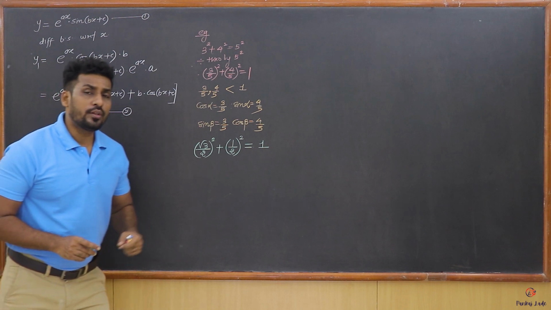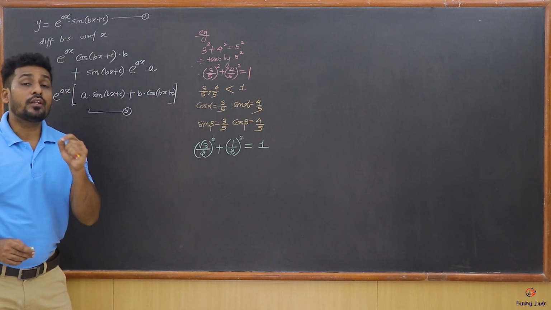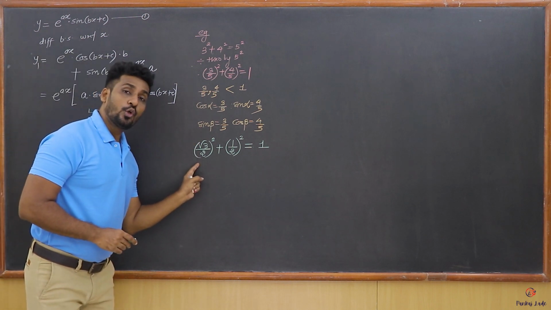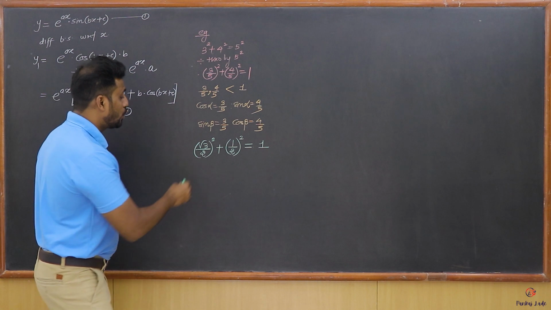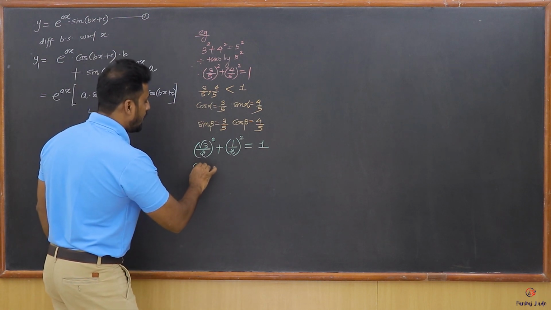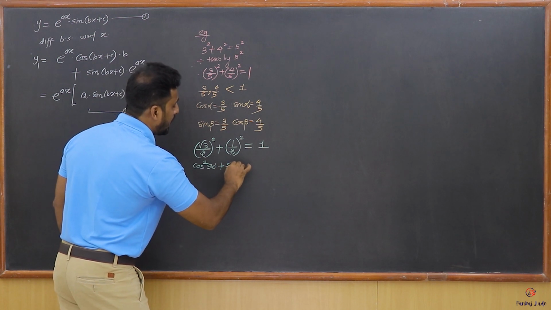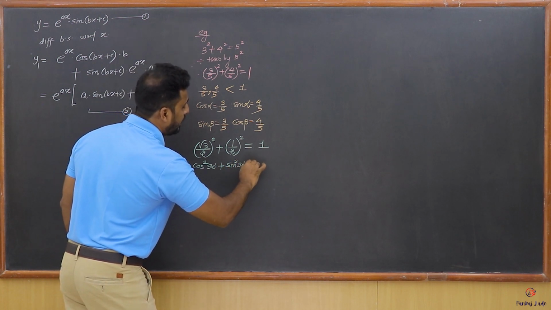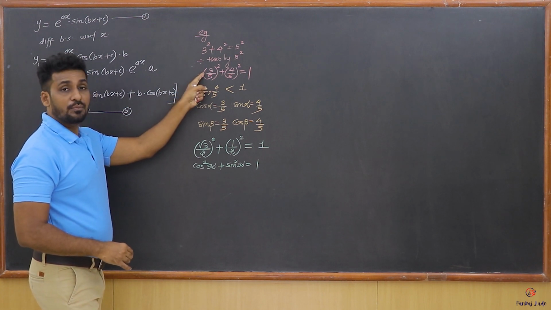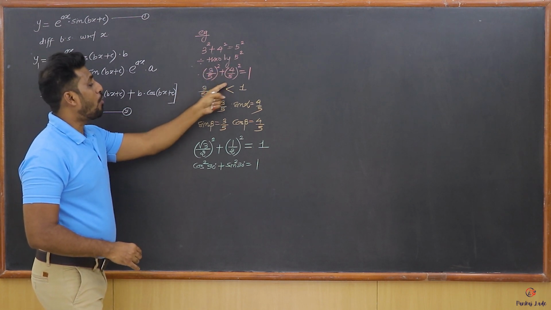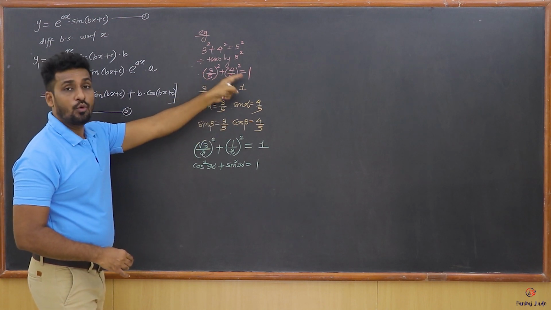Now, don't you know that cos of 30 degrees is root 3 upon 2, and at the same time, what is sine of 30? It is 1 upon 2. So can I say this is actually cos square 30 plus sine square 30? It is equal to 1. So the same thing is true for this particular expression also. 3 upon 5, 4 upon 5 can be cos alpha and sin alpha. So that becomes cos square alpha plus sin square alpha is equal to 1.